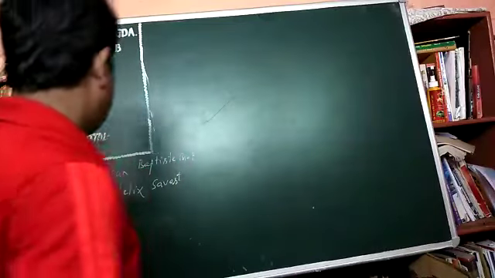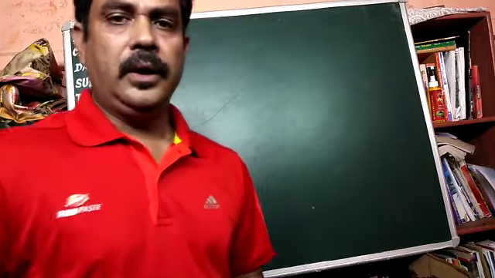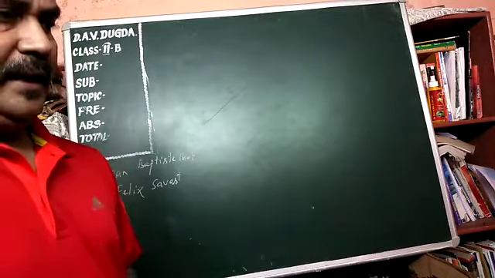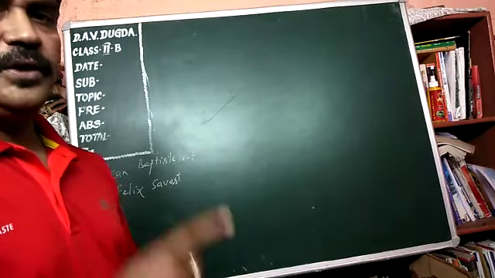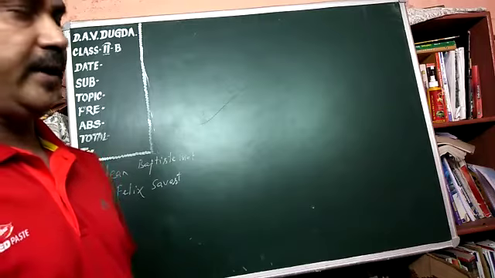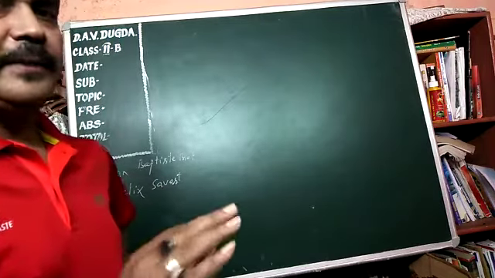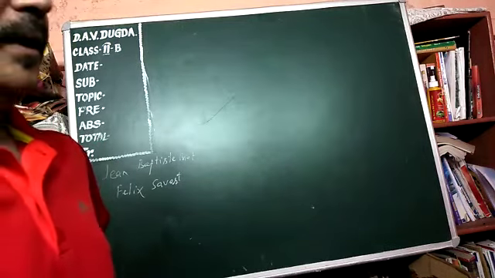Now, in 10th standard, you have learned that a current carrying conductor produces a magnetic field around it. Now, this was the qualitative study, and it was proposed by Christian Oersted.